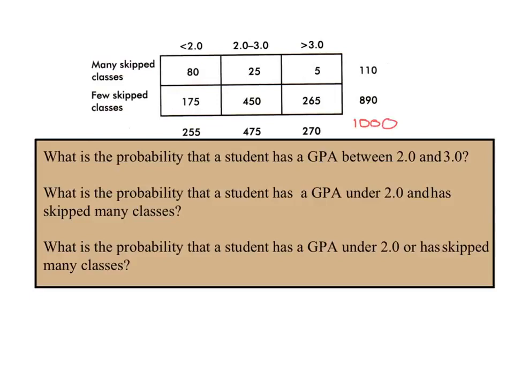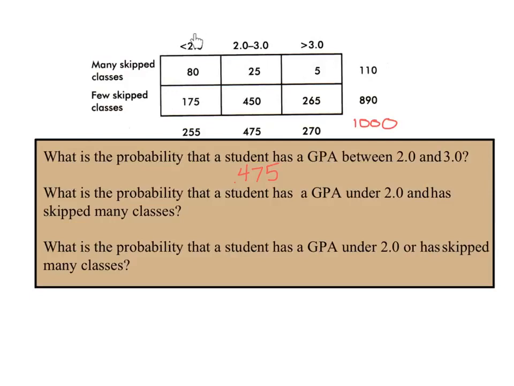Okay. What's the probability that a random student has a GPA between 2 and 3? So here that is, there are 475 out of the 1,000. So 475 divided by 1,000 is 0.475.